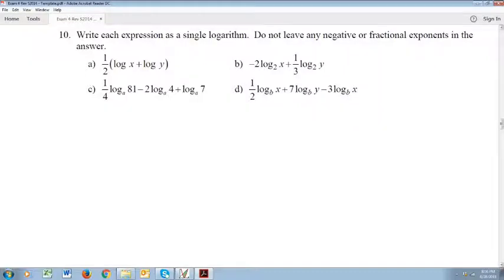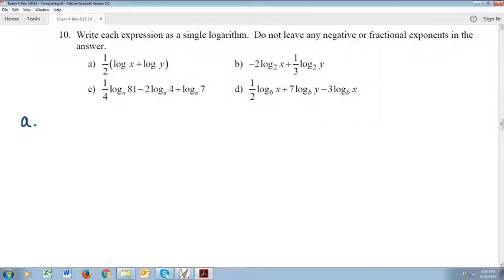So it says write each expression as a single log. So basically this is the kind where we condense. We take 2 or 3 logs and condense them into one. So let's go ahead and look at letter A there.